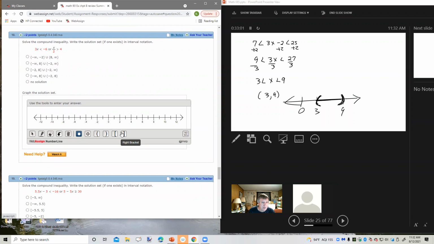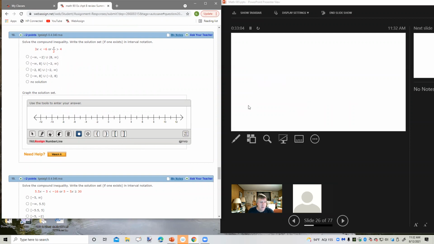Solve the compound inequality. Write the solution set if one exists in interval notation. 3x less than -6, or, excuse me, I wrote and, or it started to, or x over 2 greater than 4. So the first one, I'm going to divide both sides by 3 and get that. The second one, I'm going to multiply both sides by 2 and get that. Recall, we haven't done this, but if we multiply or divide both sides of an inequality by a negative number, that's when we change the direction of the inequality sign, okay? That hasn't happened yet, but it might.